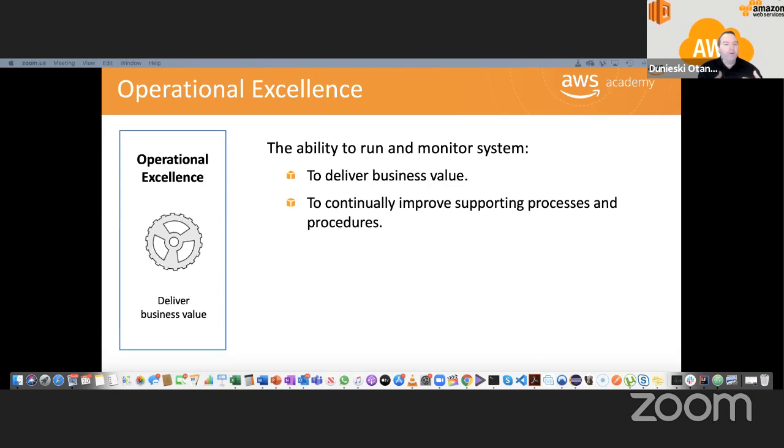It has to support further processes and procedures, just in case they want to add more, or enhance the features or capabilities of that particular architecture. There has to be room for improvement. That's very important when considering operational excellence.